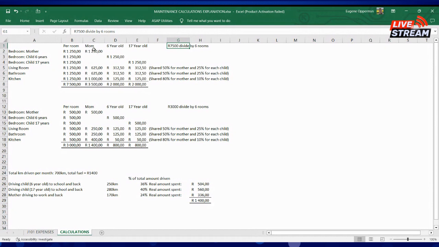Obviously, mom would pay for her own room or be responsible for her own room. The 6-year-old child, 1,250, that's their portion. And then the 17-year-old as well. That seems fair, that seems reasonable. Now, we're still left with the living room, the bathroom, and the kitchen. If we use those amounts and we work it out, let's say, for example, the living room. Mom would spend most of her time there when she's at home, so she uses it 50%, and the children only use it 25%.